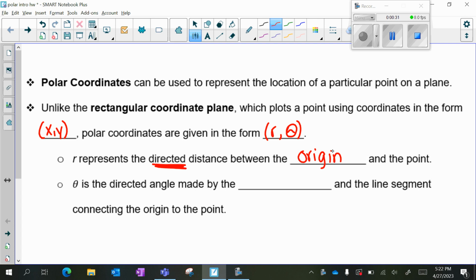Theta is the directed angle made by the initial side, which remember is the positive x-axis, and the line segment connecting the origin to the point. So we're going to start off very basic by just plotting some points since this is a little bit different.